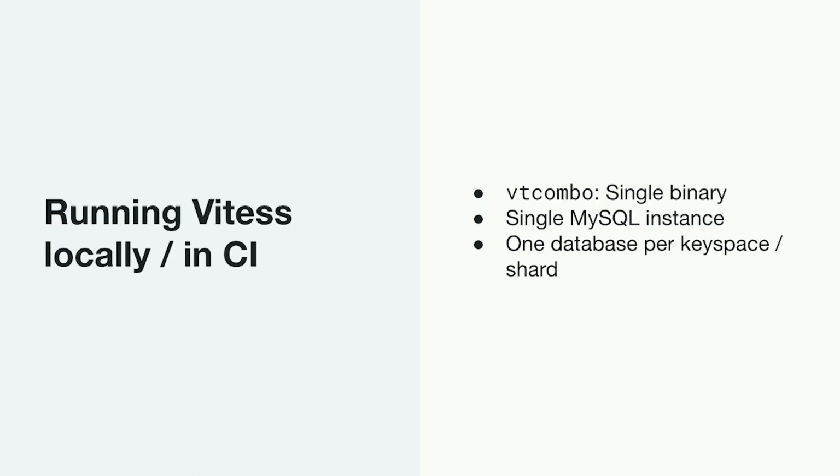So for running Vitess locally, we decided on using vtcombo. vtcombo is a single binary that you execute and put in front of a single MySQL instance, and it will act like a full-blown Vitess cluster with many key spaces and shards and all this stuff, but only requires a single MySQL instance. So it makes the whole Vitess setup much, much simpler and is perfect for running things locally or in CI.